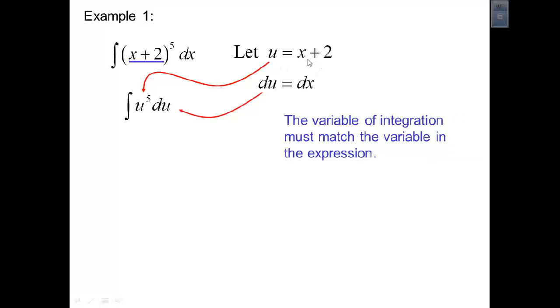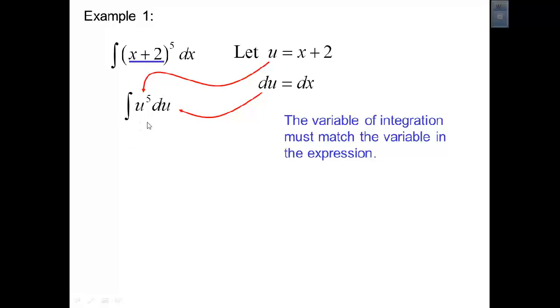So we're going to find that du, just take the derivative of this, is going to be 1, so you get 1 dx. What we actually did here is take du/dx and then multiply both sides by dx, moving the dx to the other side. So now, if du equals dx, that means we can put du anywhere we have a dx, and in the same way, we can put u anywhere we have x plus 2. So we have u to the 5th times du. Now we have the integral of u to the 5th du.